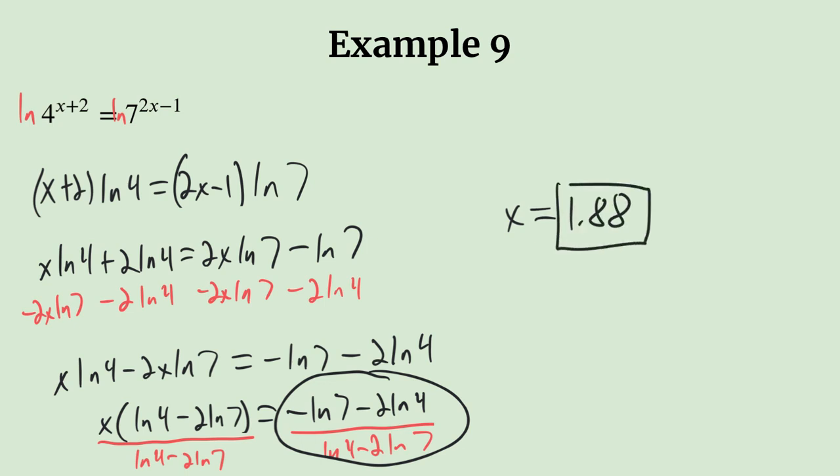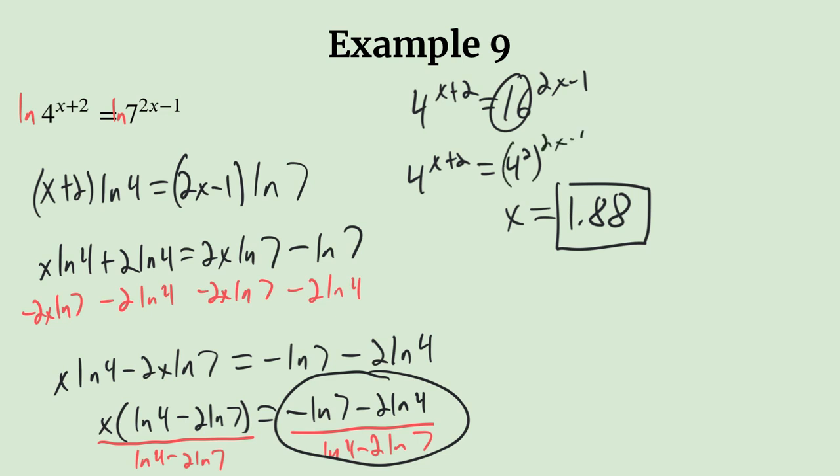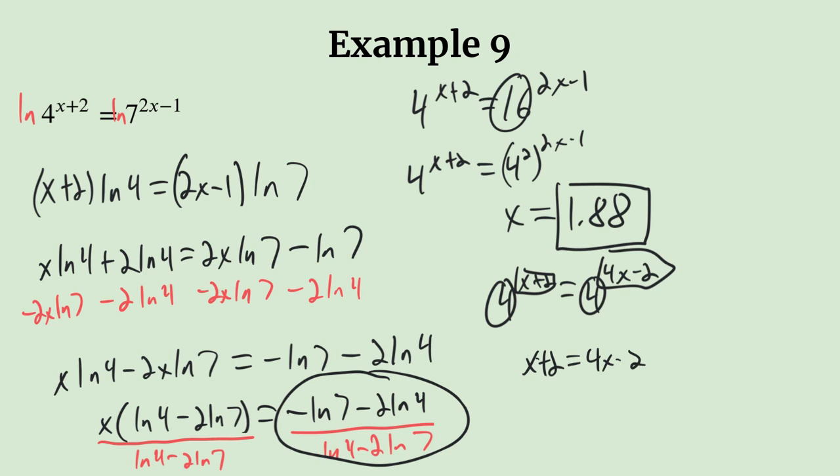One thing to know is if you have something like 4 to the x plus 2 equals 16 to the 2x minus 1, you can do all that work we just did. There's also a clever way where we can rewrite 16 as a power of 4. So then that becomes 4 to the x plus 2 equals 4 to the 4x minus 2. And because the bases are the same, these exponents have to be the same. So you can just set it as x plus 2 equals 4x minus 2, then solve for x. But that's only when you've got numbers that can be written as the same powers of each other.